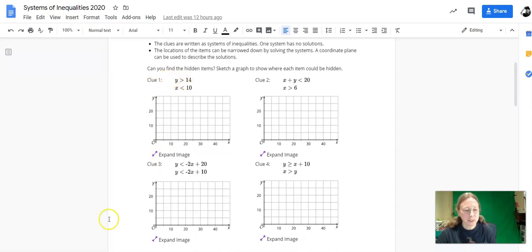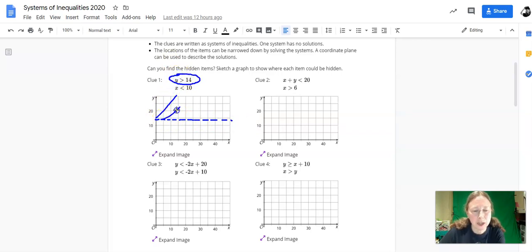So in the first system, we have this situation. Our first inequality is y is greater than 14. So we're going to find the line that represents y equals 14, and so that'll be somewhere around here, and we'll plot it using a dotted line because the line isn't in the solution set. Since it has to be greater than, y can't be exactly equal to 14. Since the inequality is y is greater than 14, we shade in the region above that line, where the y coordinates are bigger than 14.